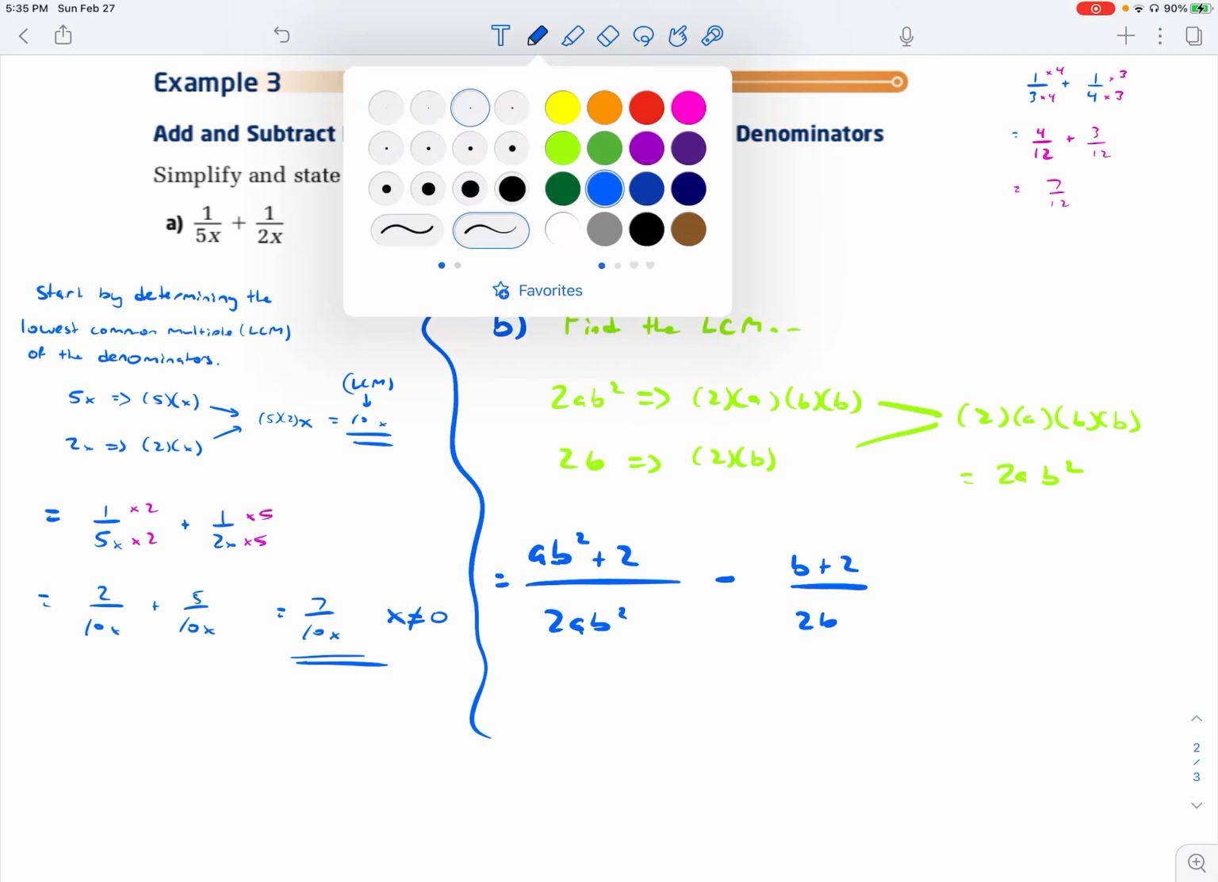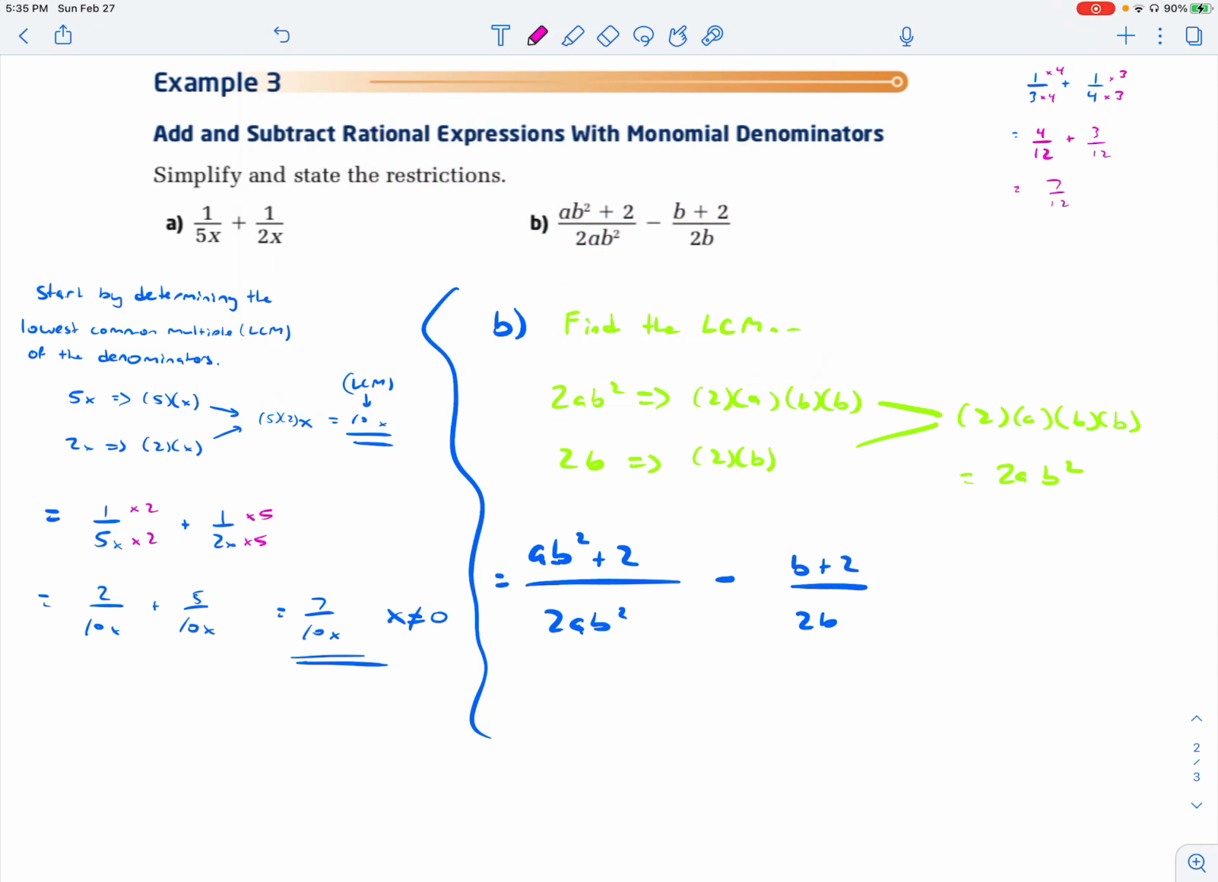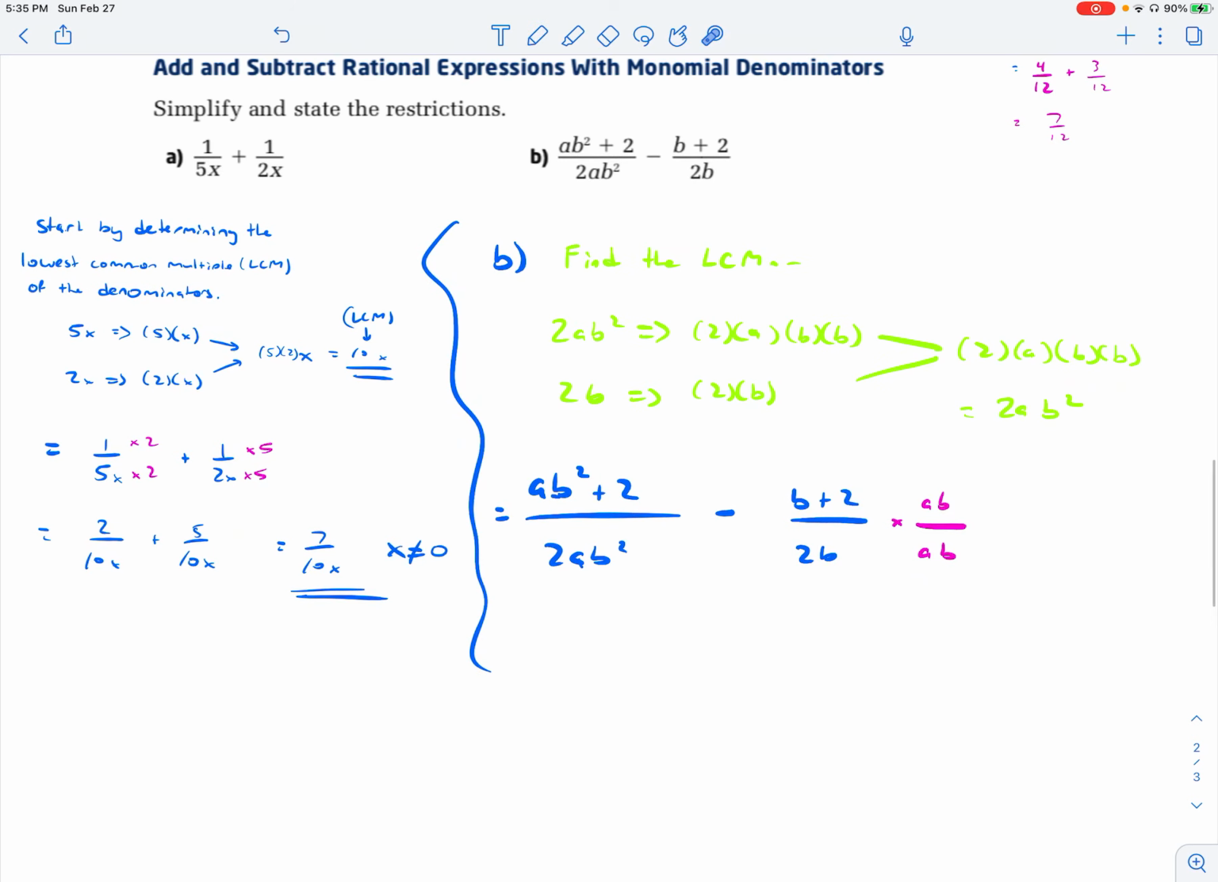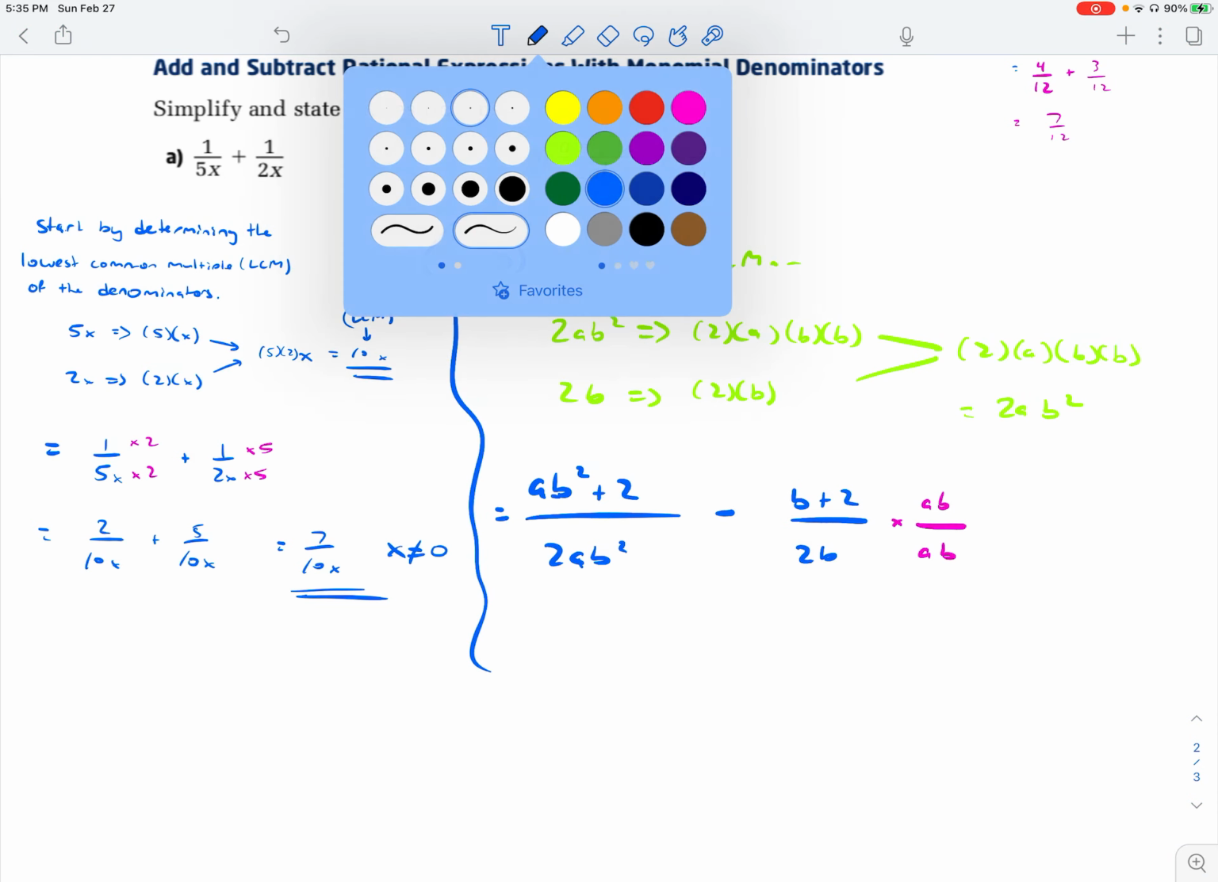This one I need to multiply by an a. So I'm going to write it like this. We'll have an a and a b on the bottom. And I also need to do the top as well. That way this will now look the same as that. And notice, whenever I do the denominator, I do the numerator so that I'm not changing the value of anything.